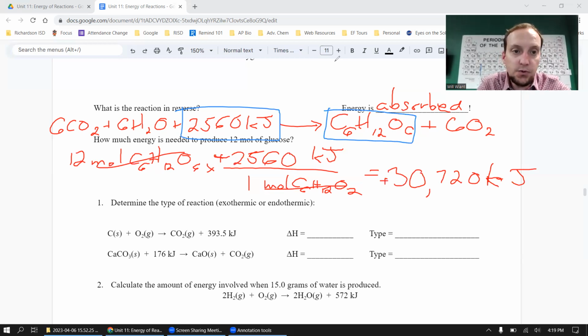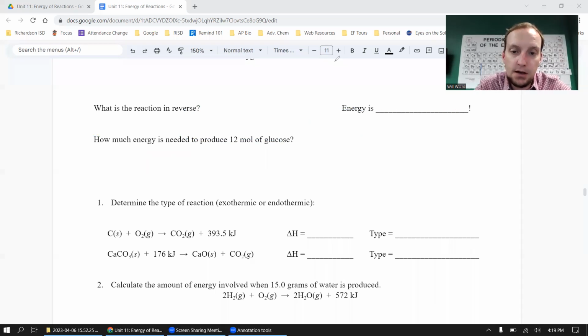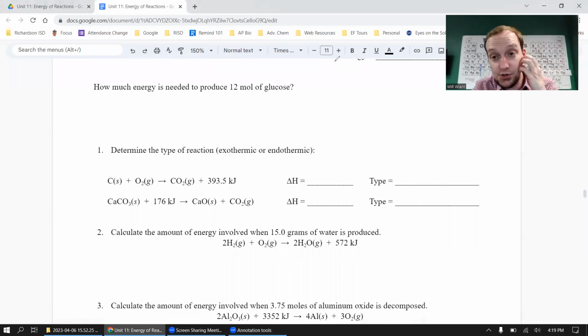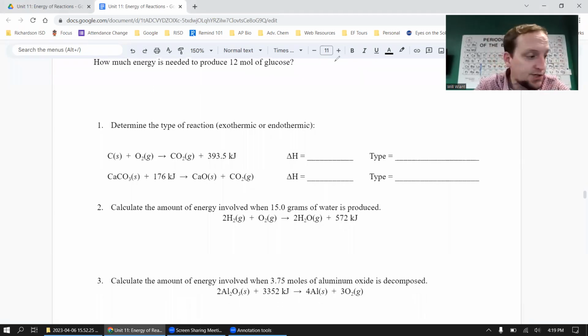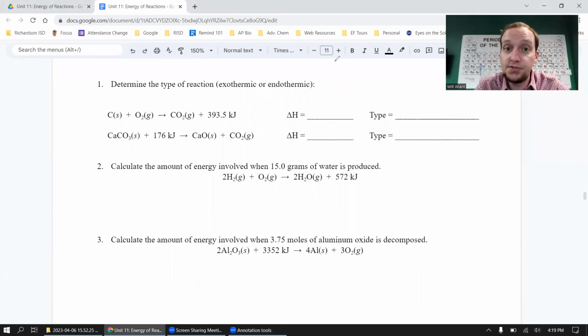That's the amount of energy that would be needed to be consumed in order to combust 12 moles of glucose, okay? So again, you'll notice that this is really not very difficult at all. The only thing we need to be careful with is when we're putting in the kilojoules into our stoichiometric conversion, we do have to make sure that we use the appropriate sign.